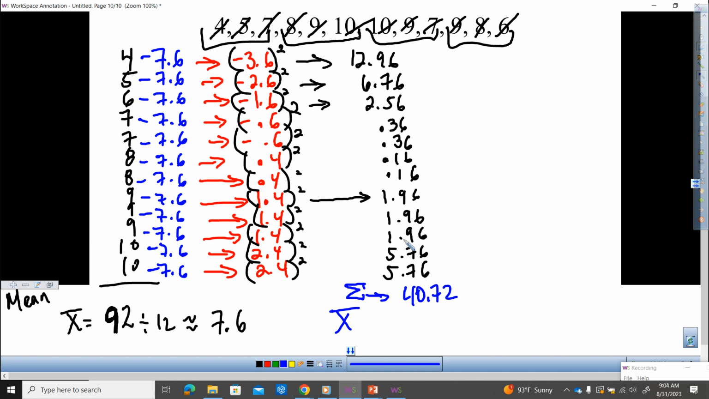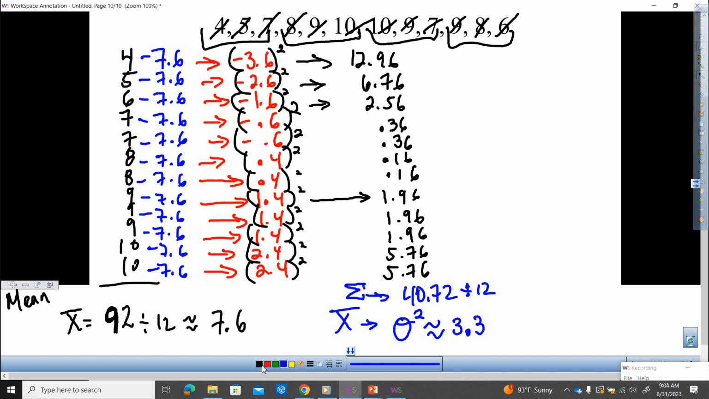All right, and then we divide that by 12 again to find our new mean, also known as standard deviation squared. So what is 40.72 divided by 12? Tell your neighbor, please. Ethan, Reese, what'd you get? 40.72 divided by 12. Approximately 3.3. I'll take that.